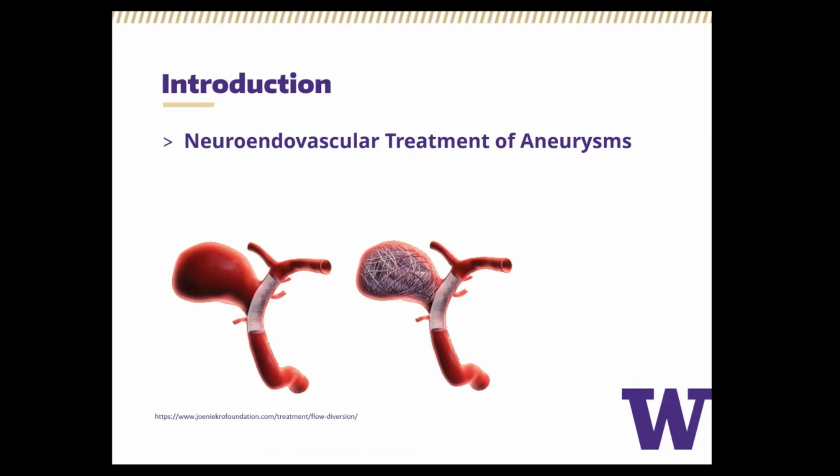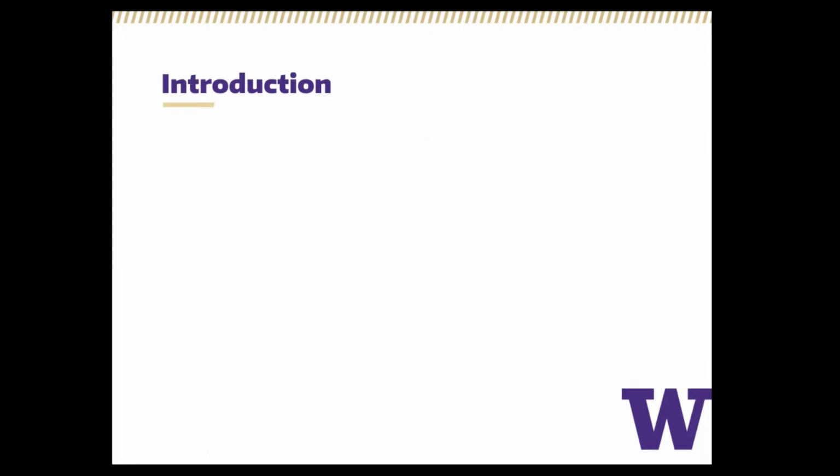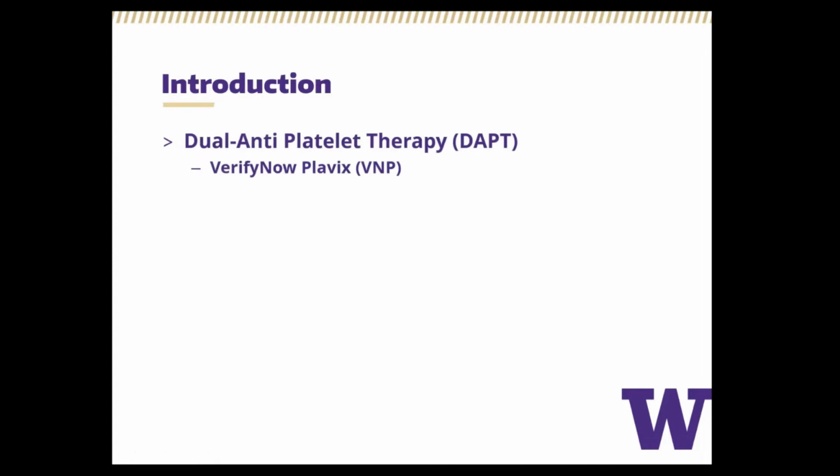But anytime that you put something in a blood vessel, there's a potential that you can create clots. So in order to prevent clotting, we use something called dual antiplatelet therapy. The focus of my talk is going to be specifically on Plavix, but dual antiplatelet therapy uses aspirin and Plavix, or clopidogrel. The reason we use those two agents is because, one, they're relatively cheap, and two, we're very familiar with how they work.